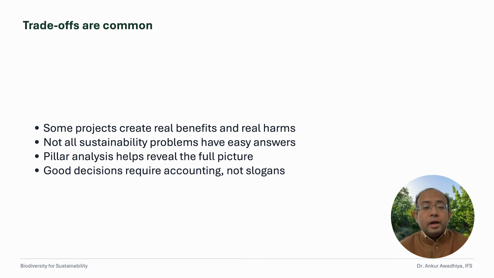In real life, trade offs are common. Some projects create real benefits and real harms all at the same time. So there is a trade off. Not all sustainability problems have easy answers. And that is why the pillar analysis becomes useful. It helps reveal the full picture instead of hiding complexity behind slogans. Good decisions require accounting, comparison, and judgment. We need to identify what is gained, what is lost, and who experiences each outcome of gain or loss.